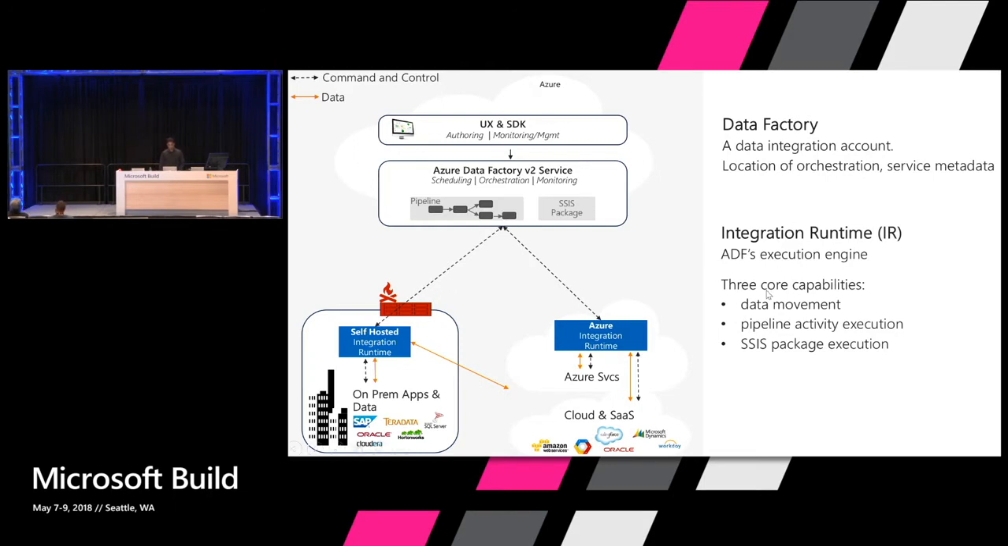So the data movement piece is the key. The second one is the pipeline activity execution. You can tell your integration runtime that I want to run this Spark activity on Azure Databricks, I want to run this Spark activity over my HDInsight compute, I want to run this custom activity over Azure Batch. And this integration runtime will automatically be able to do it for you.